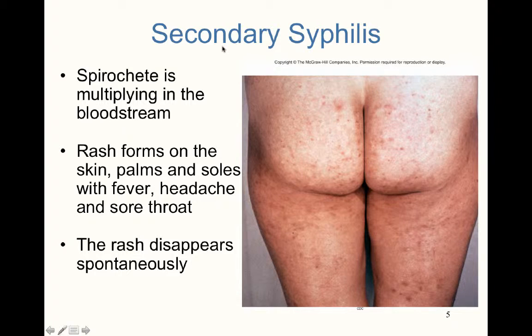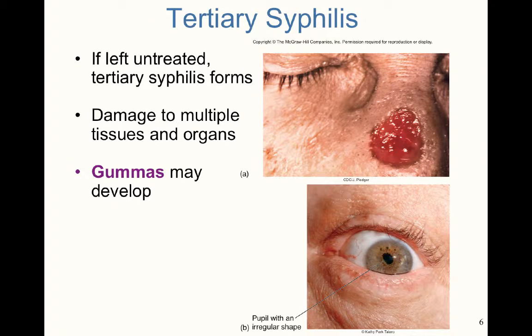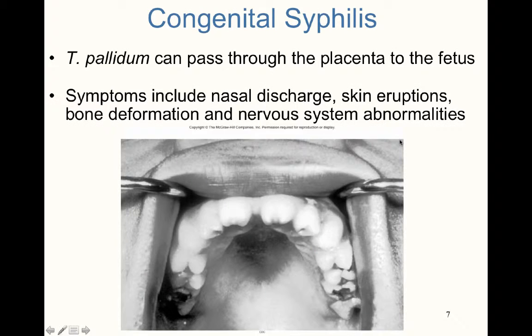So once it's in the blood, then we have secondary syphilis, which is characterized by this rash on the skin, palms, and soles, with also an accompanied fever, headache, sore throat, and the rash will disappear spontaneously, transitioning into the tertiary phase of syphilis if left untreated, where you have damage to multiple tissues and organs, and a characteristic symptom are these soft tissue ulcerations called gummas.